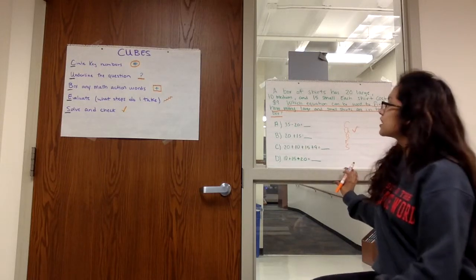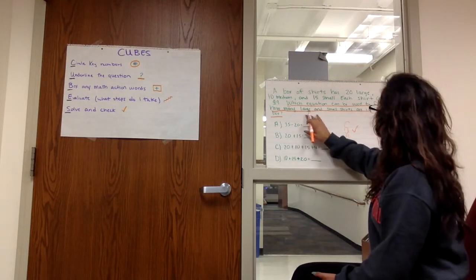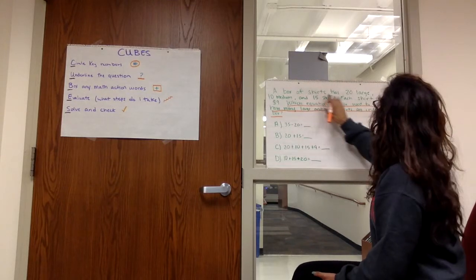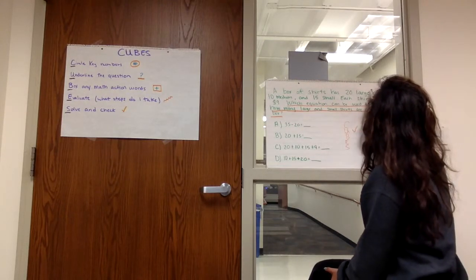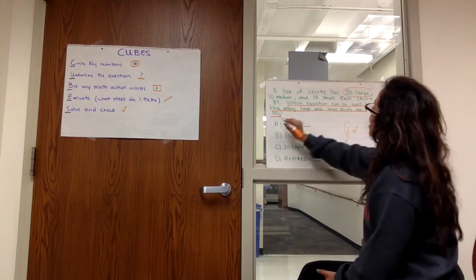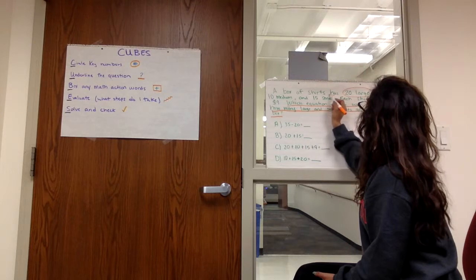We're going to circle the key numbers. It's asking for large and small. Our key numbers are 20, because there's 20 large ones. And then the small, there's 15.